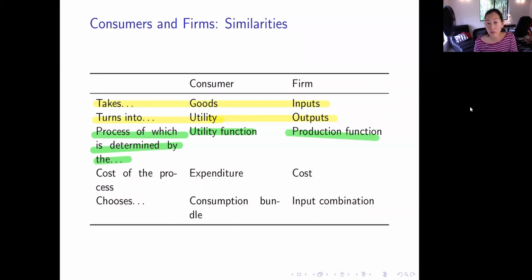And the cost of this process is called expenditure for consumer, and it's called cost for the firm. Consumer chooses consumption bundle, whereas firm chooses input combination. Right?